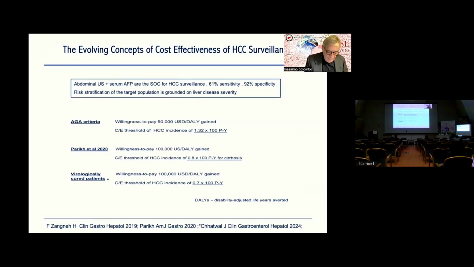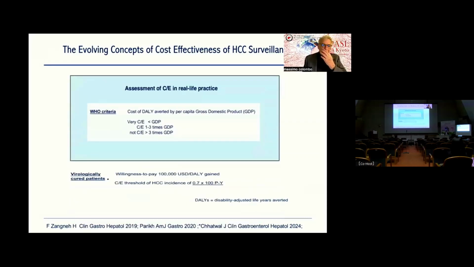It should be, however, remembered that in certain areas of the world, Europe for instance, there is huge heterogeneity in terms of gross domestic product. And there, of course, you need something standardized, like the WHO criteria, which define as cost effective whatever is done at a cost of 1 to 3 times the GDP. In Italy, 3 times GDP means $100,000, basically.